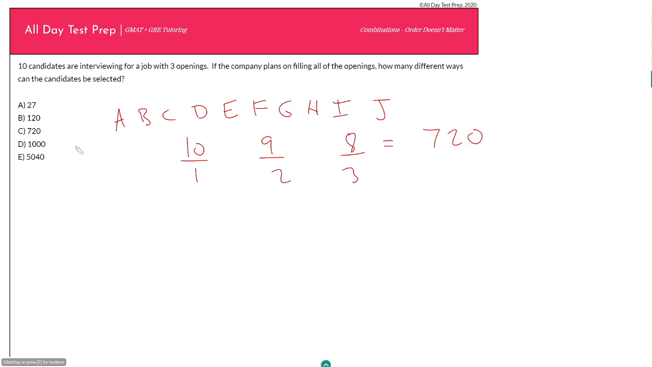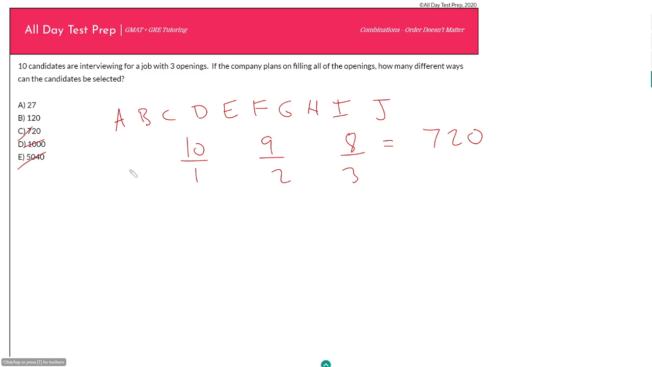So if this is where you started, one thing you could do, if you weren't entirely sure how to calculate the exact answer, is at least say, oh, well, it's got to be less than 720 because this is my answer with my duplicates included. This would be if I was including ABC, BAC, CBA, etc. So how do I get rid of my duplicates?